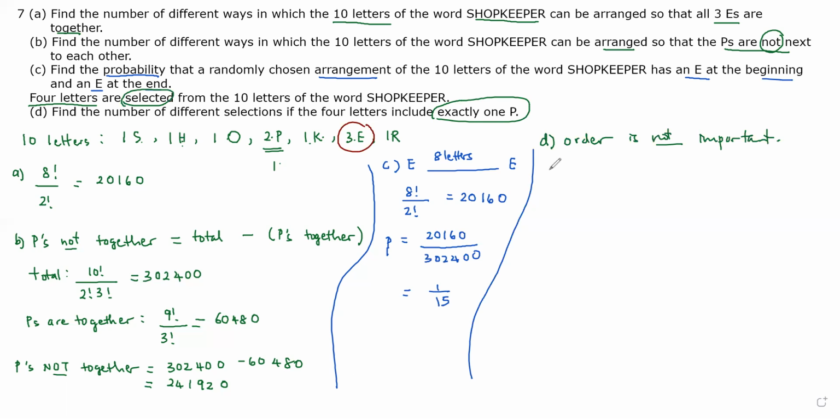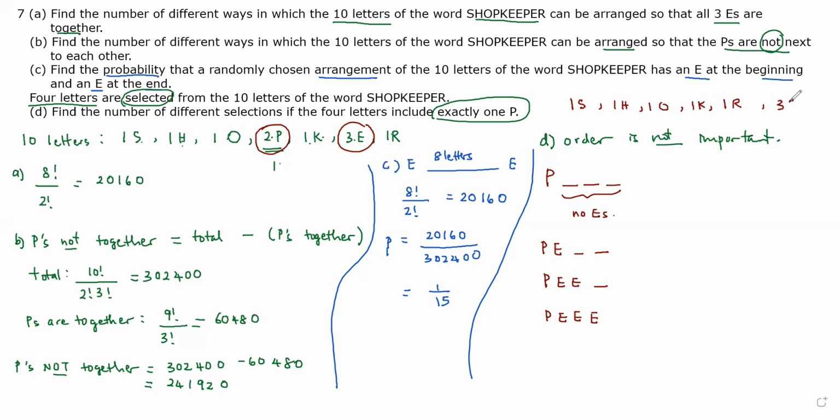When you're choosing 4, you want exactly 1 P. So you have 1 P, and then it is possible that all these 3 are different. There is no E here. So over here, no E's. And then you could have a P and an E, and then not another E, because take note, there are 3 E's. Or you could have a P and then an E and an E. So now, there is only 1 P, we need to discard this. When we discard this, what we are left with is 1 S, 1 H, 1 O, 1 K, and 1 R. So you also have the 3 E's here.